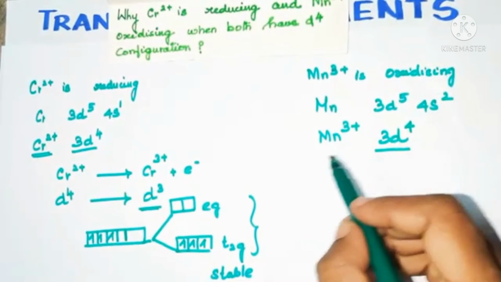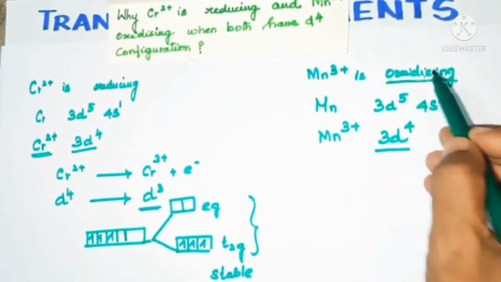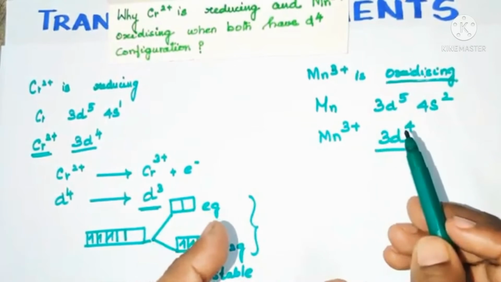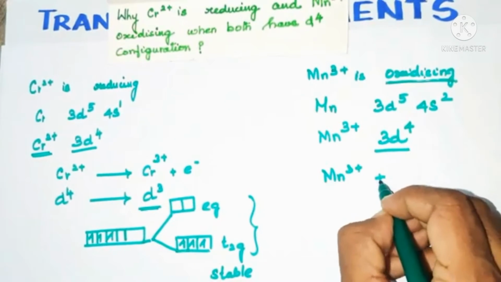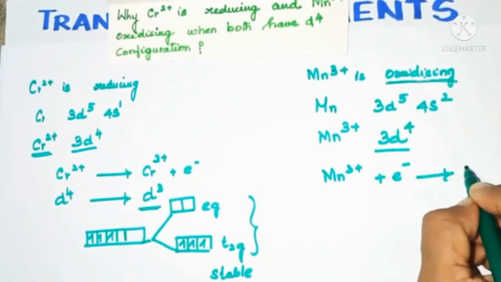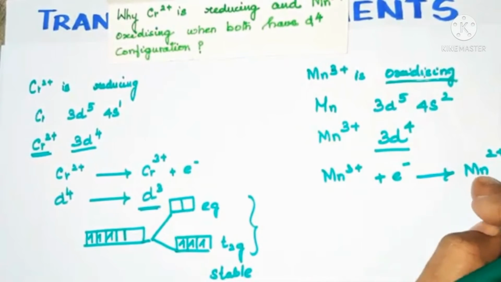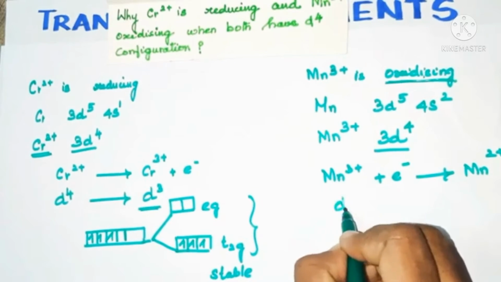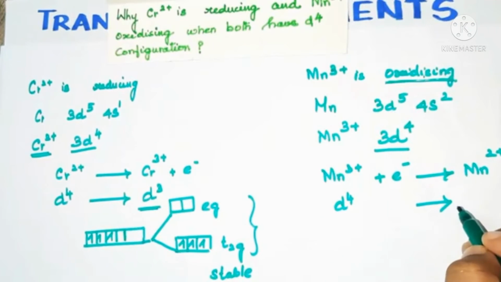Coming to Mn3 plus, this is also a d4 configuration, but Mn3 plus is a strongly oxidizing agent. An oxidizing agent means Mn3 plus gets reduced. Reduced means it gains one electron. So Mn3 plus gains one electron and changes into Mn2 plus. So here Mn2 plus configuration is preferred. Why? Because Mn2 plus has a more stable configuration. Mn3 plus is a d4 configuration and Mn2 plus is a d5 configuration.